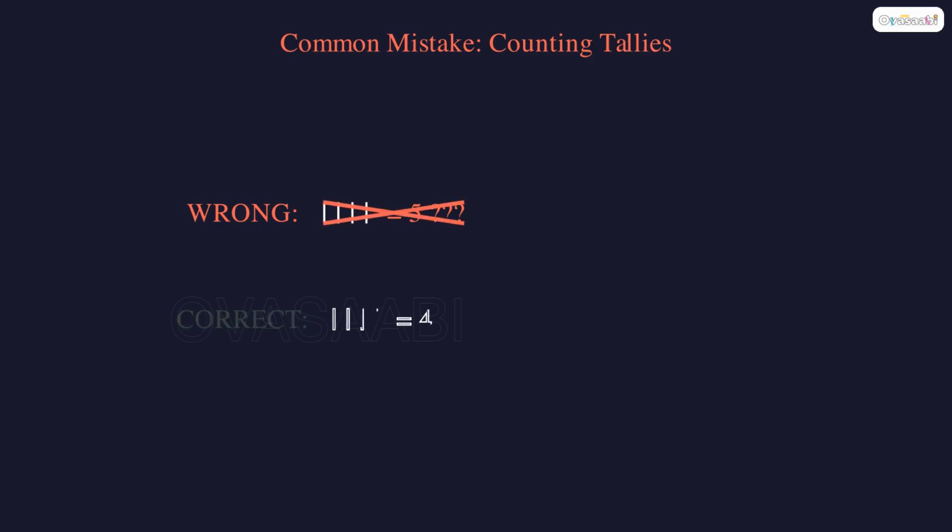Common mistake. Many students miscount tallies. Remember, 4 vertical lines equal 4, not 5. The 5th tally crosses through the 4 like a gate.